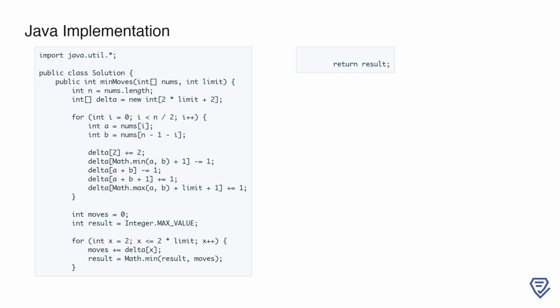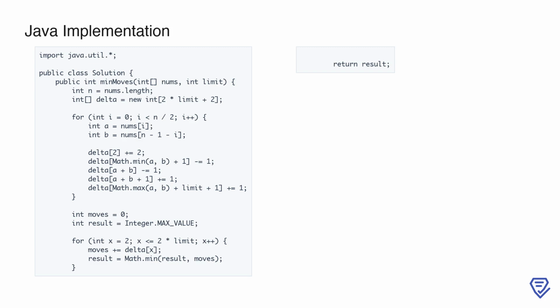Next, we iterate through the first half of the array, pairing each element A from the start of the array with its corresponding B from the end. For each pair, we update the delta array to reflect the impact of different types of operations. Specifically, we increment delta[2] by 2, reduce the range starting from Math.min(a, b) + 1, adjust the exact sum a + b, and handle ranges beyond Math.max(a, b) + limit + 1. These adjustments ensure that we account for all possible transformations of the array pairs.